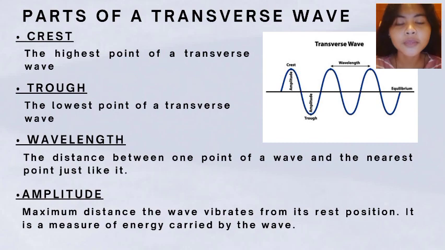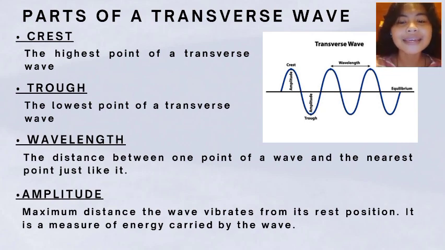So as what you can see, transverse waves do have parts. This is not only for the transverse waves, but this is also applicable for the longitudinal wave or any types of waves. However, this is an important composition of the transverse wave, since it really reflects the typical form of a wave. So the very first one is the crest.